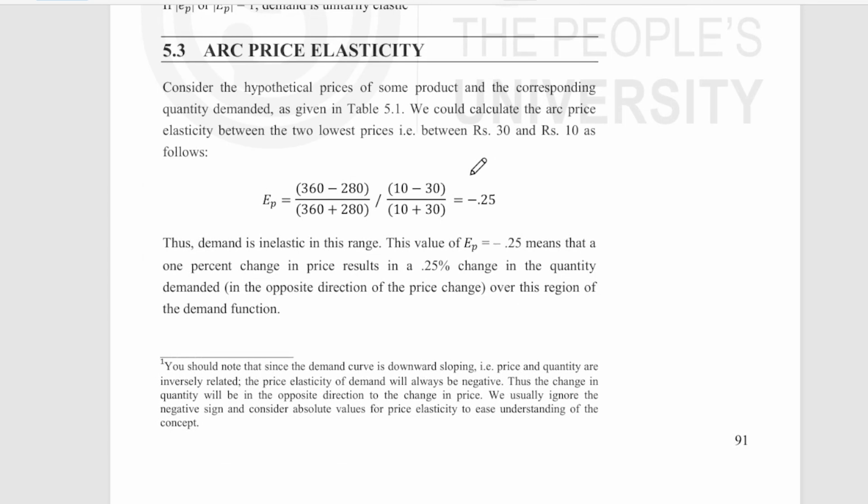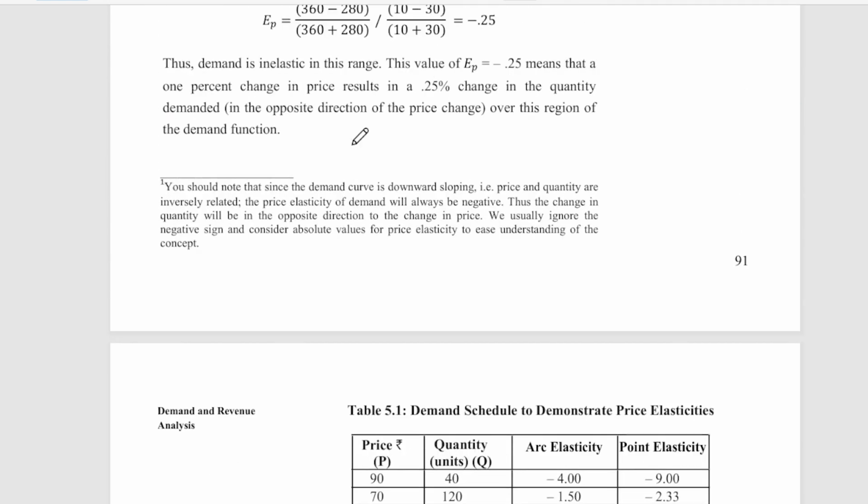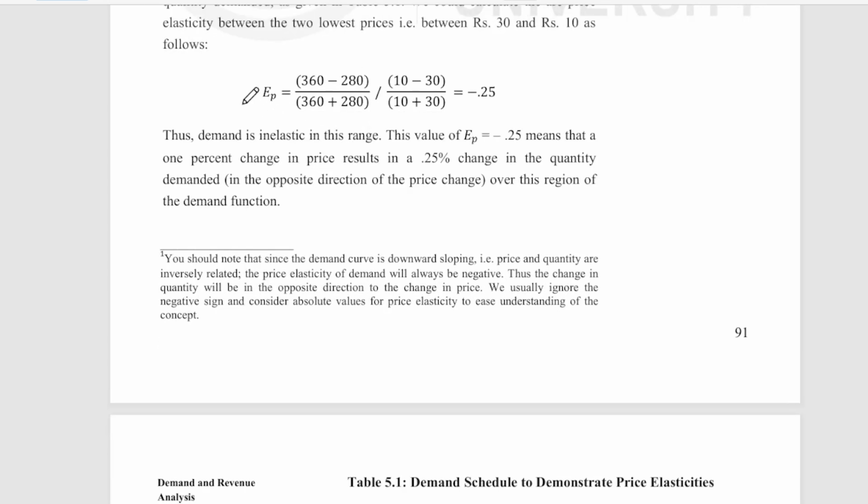Consider the hypothetical price of some product and the corresponding quantity demanded as given in table 5.1. So this is the demand schedule to demonstrate the price elasticity. That is a table, you just refer to your IGNOU study material. And arc price elasticity between the two lowest prices, between 30 and 10, is as follows. So this is the equation for that.